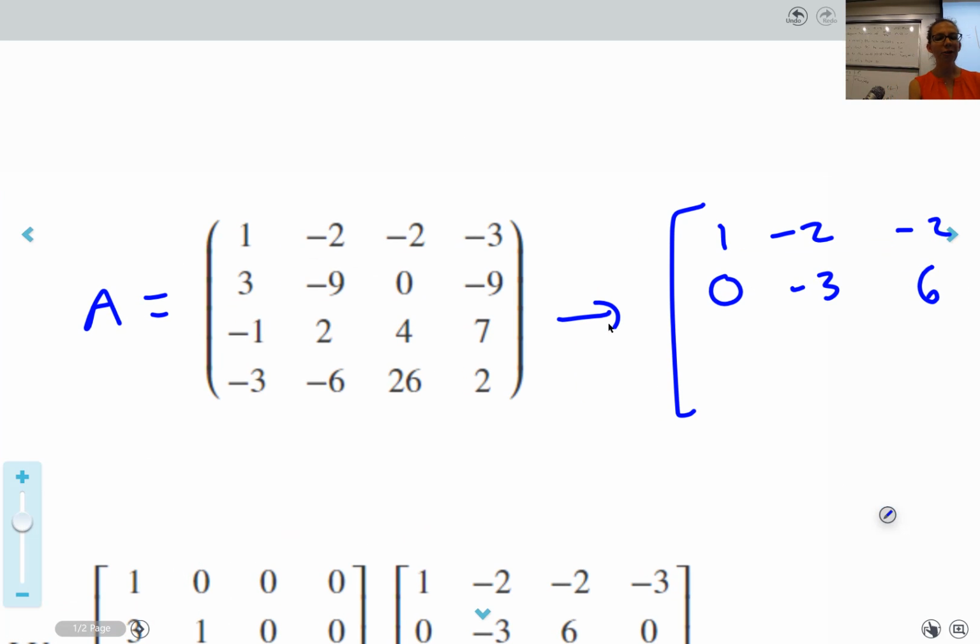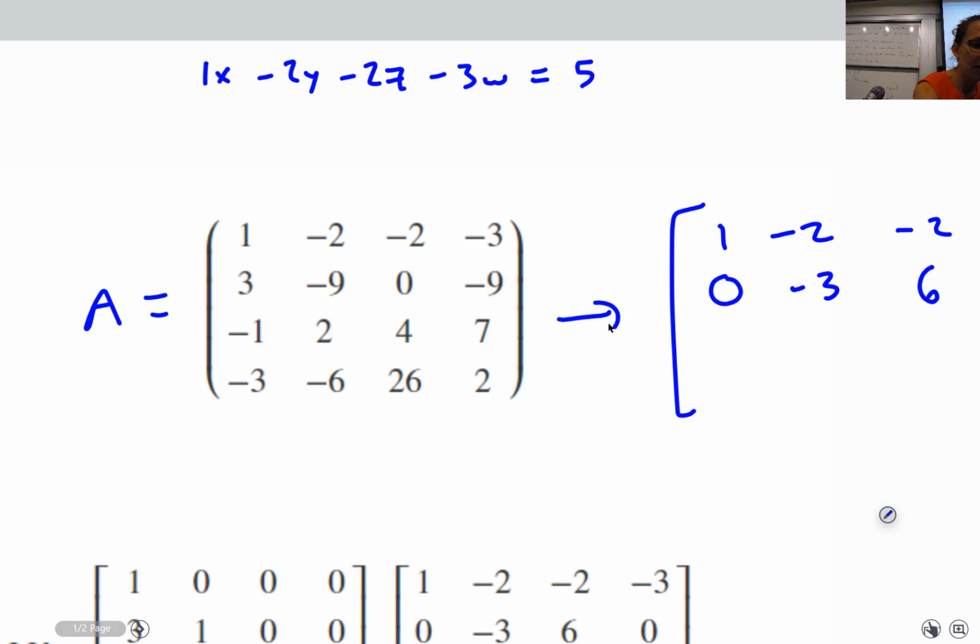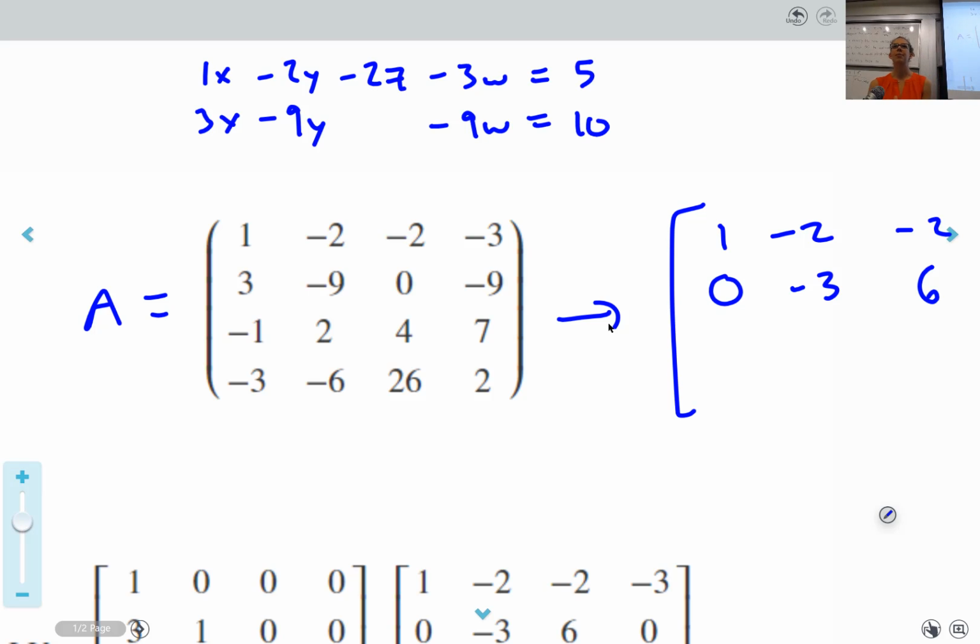So really, where these problems often come up is when you're solving a system of equations. And so you might have, maybe this was 1x minus 2y minus 2z minus 3w. And then we weren't dealing with vector b, but often you would have some value over here, like maybe this is 5. And then you have another equation that's 3x minus 9y, no z term, minus 9w equals 10 or something.